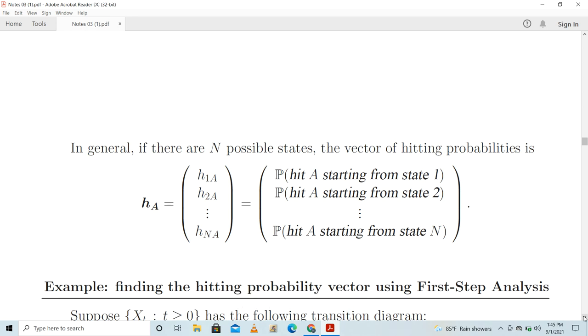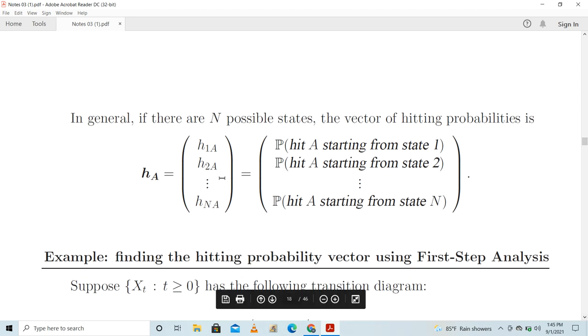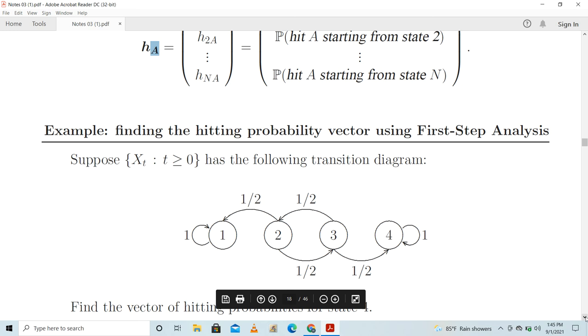So we call them absorption probabilities. And in this case, if we have a well-defined subset within the given state space, we can talk about the hitting probability for each and every state in the state space. That is, if you have capital N number of states, and A is our given subset, the hitting probability vector HA we can write as H1A, H2A, up to HNA. That is the probability of hitting subset A starting from state 1, and hitting subset A starting from state 2. Likewise, we can talk about these hitting probabilities. To find these hitting probabilities, the easiest way is to apply the first step analysis.